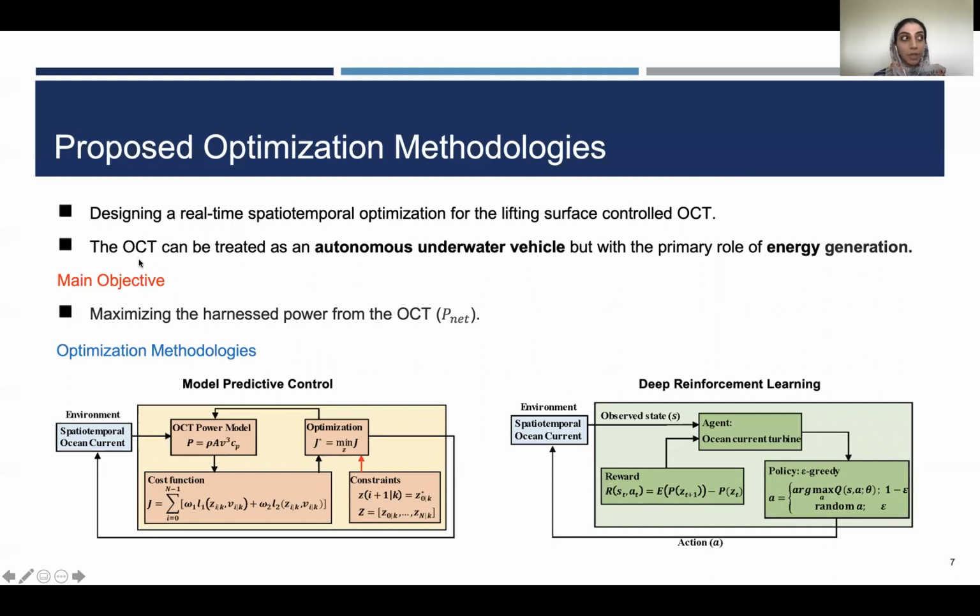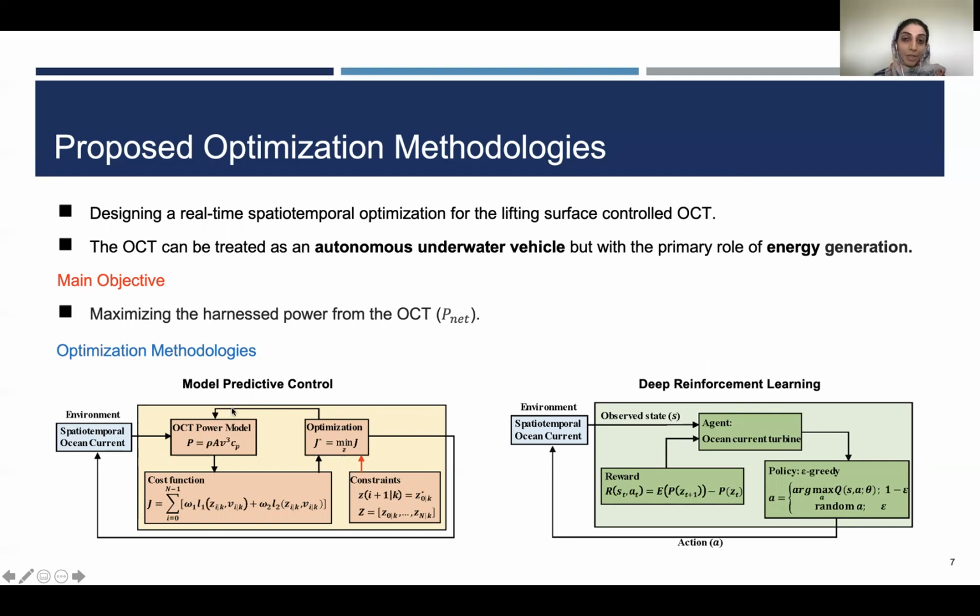In this regard, the ocean current turbine is treated as an autonomous underwater vehicle, but with the primary role of energy generation. So the main objective is maximizing the harnessed power from the system. To solve this optimization problem, we have two different methodologies.